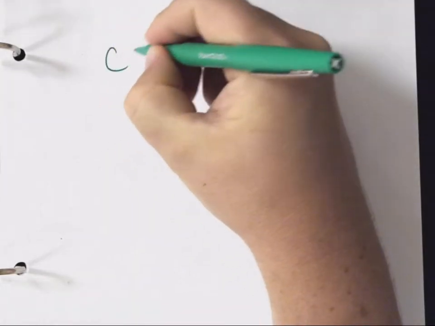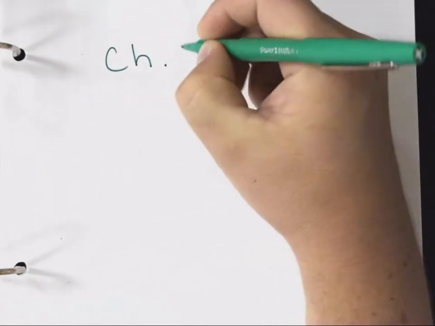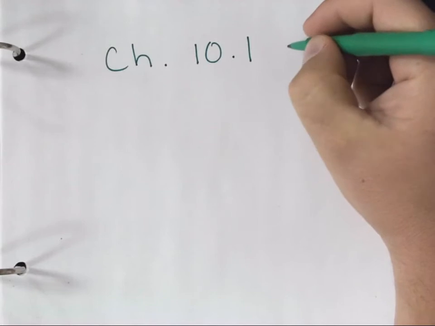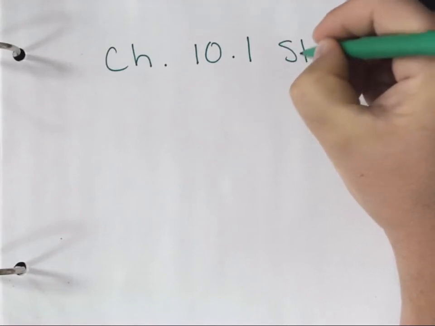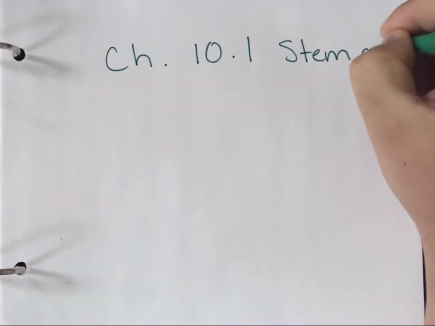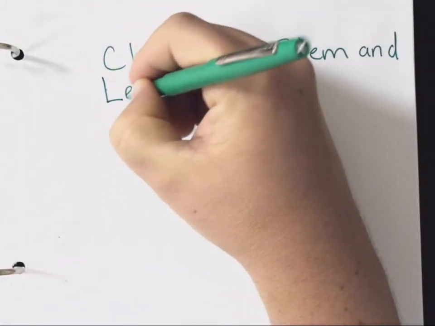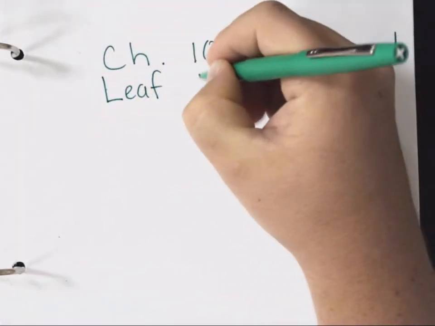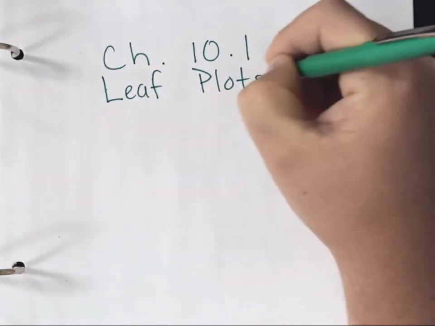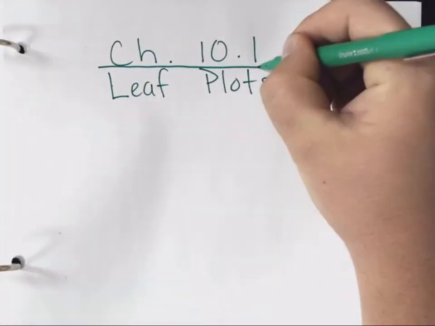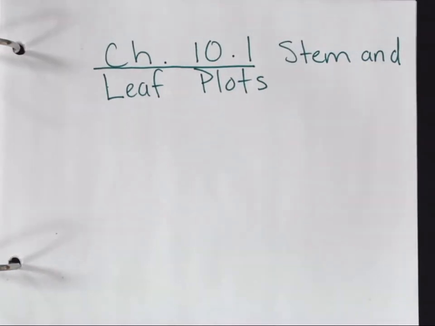Alright, chapter 10.1 is the title of our notes. 10.1. Okay, this is going to be stem and leaf plots. So chapter 10.1, stem and leaf plots. Okay, pretty short notes today.